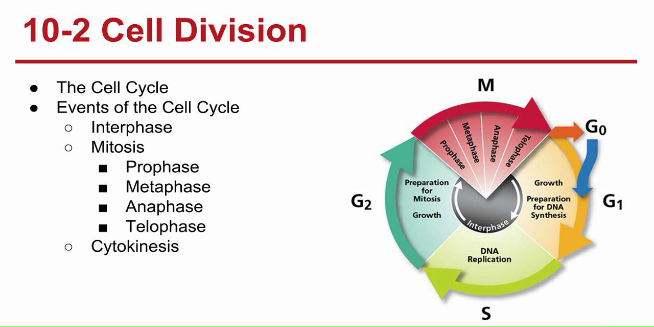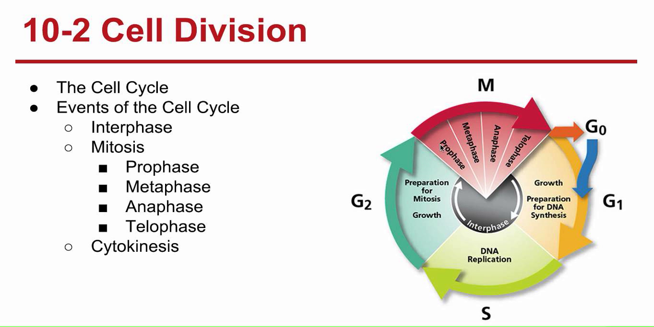So over here we see it starts at G0, and then it's G1, that's the growth phase, and then we have S phase, which is DNA replication, and then G2, which is the production of organelles, and then it goes into M phase, or into mitosis. So mitosis is divided up into 4 main phases.